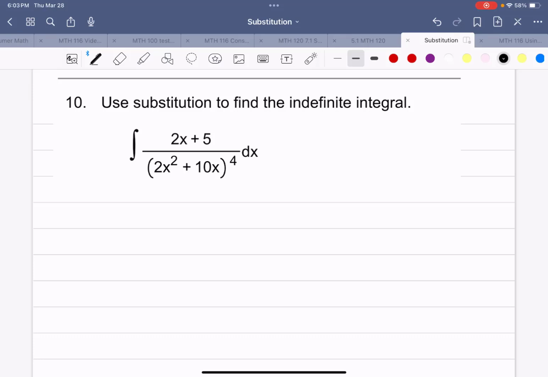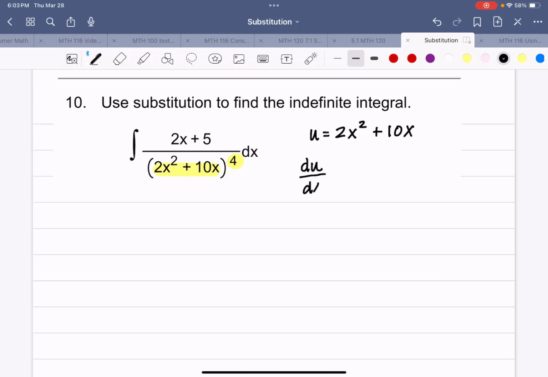Example 10. Use substitution to find the indefinite integral of (2x + 5) divided by (2x² + 10x) raised to the fourth power dx. When you're looking at these expressions, when you have a polynomial raised to a power, most of the time the u is going to be that base, 2x² + 10x. If it's not, you take the derivative and you do your substitution and you can't get rid of your x's, then you can regroup. We'll start with that though.